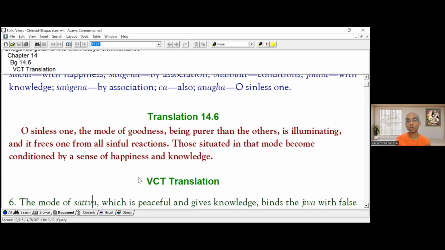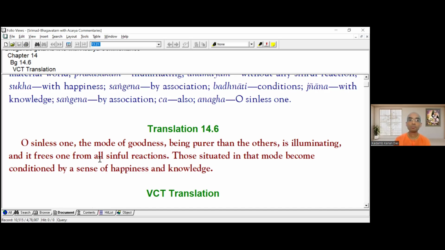So now the characteristics of the different modes will come. Which mode, what qualities? Here two qualities are mentioned: jnanam and sukham. Jnanam means knowledge, and sukham means happiness. So if somebody wants to experience happiness in life, or wants to acquire knowledge, then this mode is a must. Jnanam and sukham come by the mode of goodness.